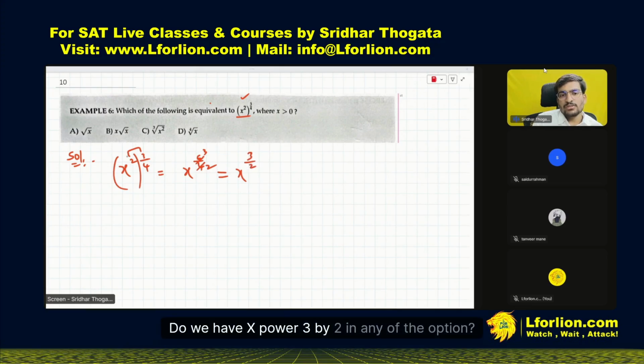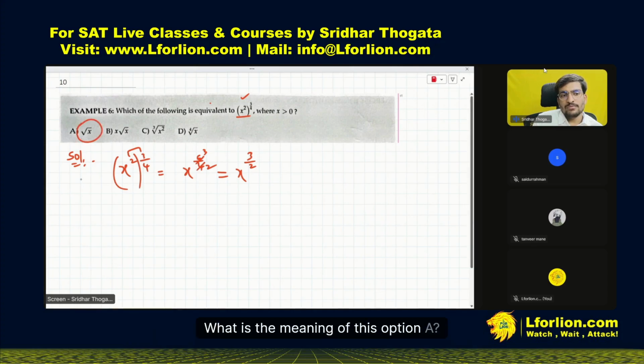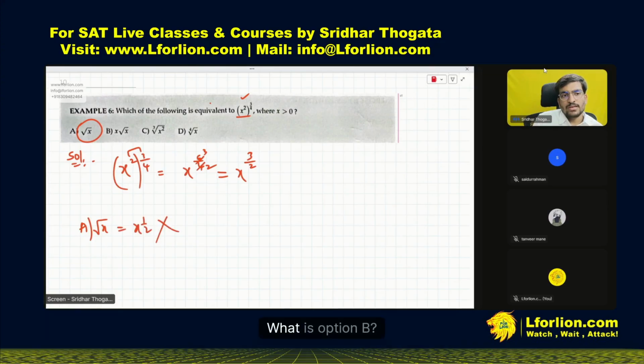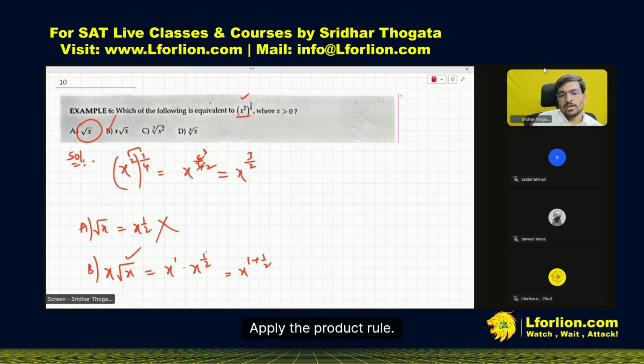Do we have x power 3 by 2 in any of the options? Option A is what? x root x, that is x power 1 by 2. So no. What is option B? x and root x. x power 1, and root x means x power 1 by 2. That equals x power 1 plus 1 by 2. Apply the product rule: bases are equal, so you can add up. That's going to be x power 2 plus 1 by 2, which equals x power 3 by 2. This is matching, so option B is right.